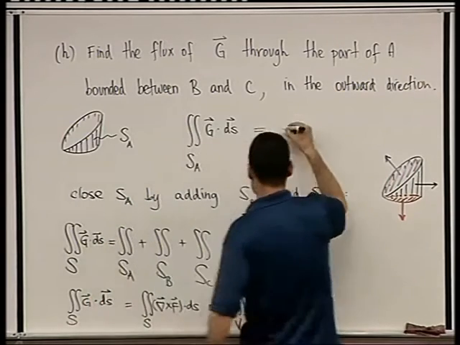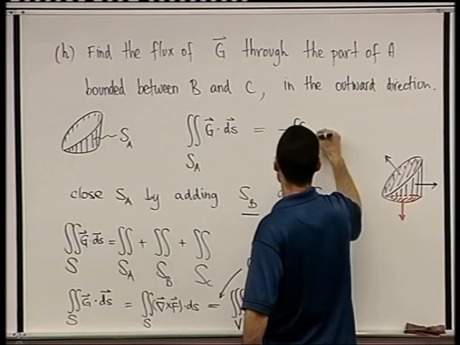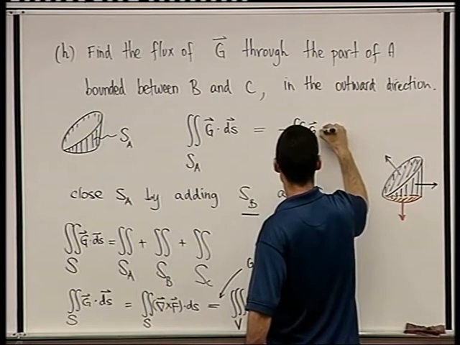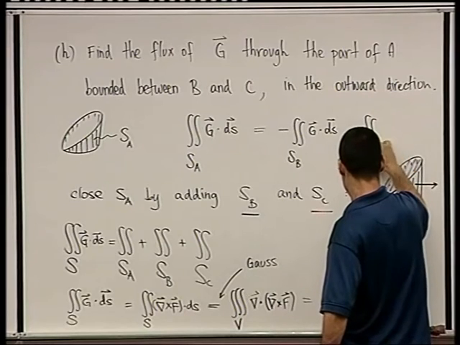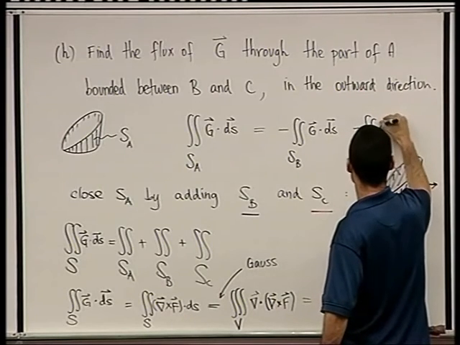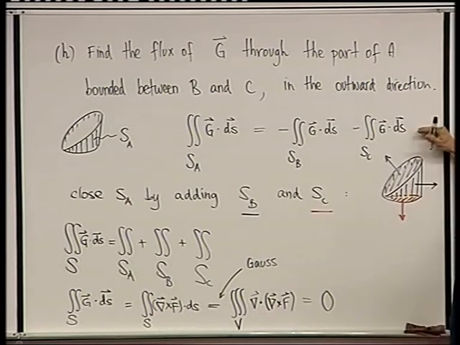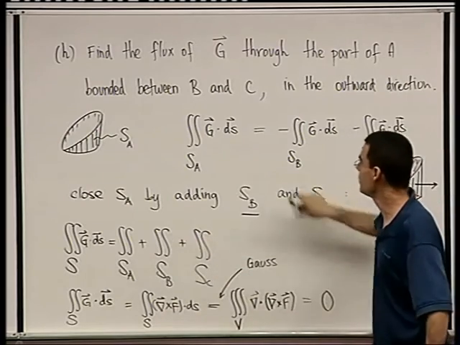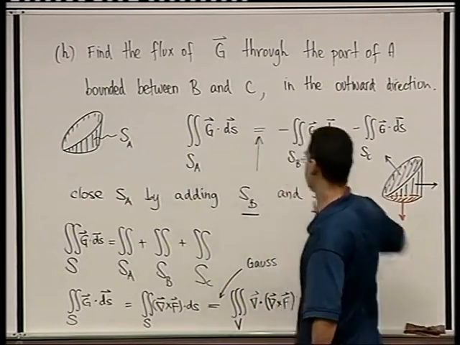This equals minus the integral over SB of G minus the integral over SC of G. Does everybody agree up to this point? Okay, so all of this is the justification for this step. Good?